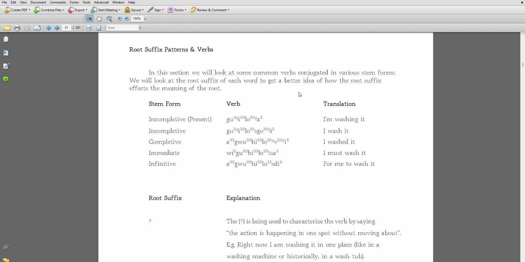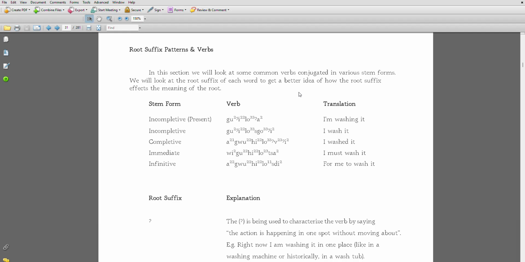Root suffix patterns and verbs. In this section, we will look at some common verbs conjugated in various stem forms. We will look at the root suffix of each word to get a better idea of how the root suffix affects the meaning of the root.